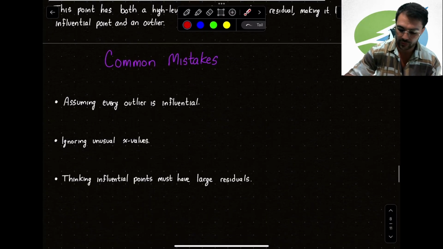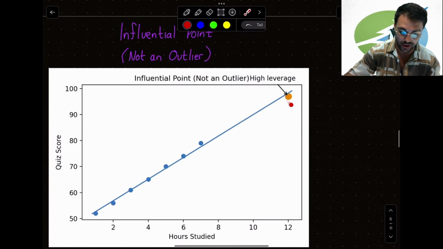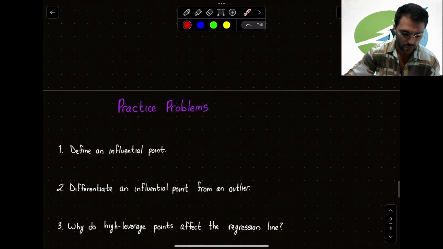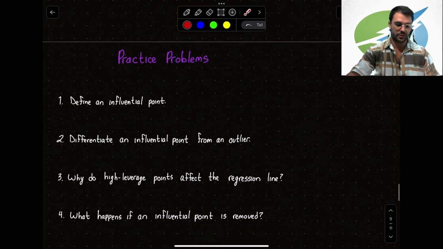All right. Some common mistakes: assuming every outlier is influential, ignoring unusual X values, and thinking influential points must have large residuals. And in this example here, this influential point still has a very small residual. All right, cool. Let's take a look at some practice problems.